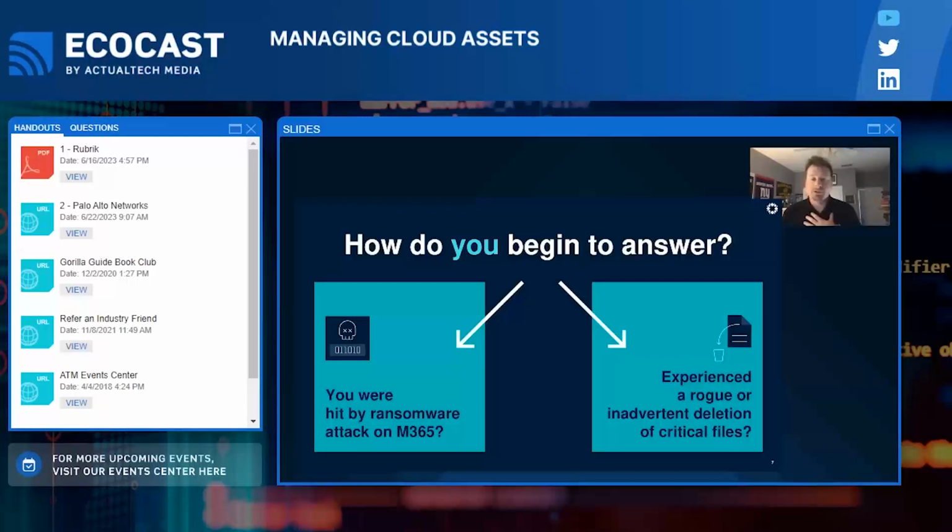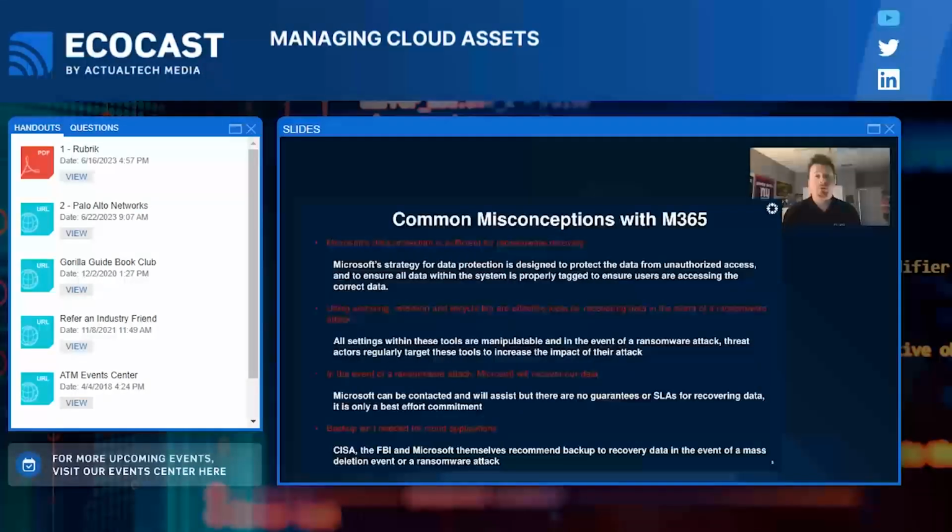In my experience, when I speak to executives and others, a lot of times the answer becomes, well, Microsoft has the ability to recover all of our data because it's a hosted application, it's SaaS, it makes sense, right? But really what we find is there are a series of misconceptions around what Microsoft can and can't do. So let's spend a couple of minutes and talk about that.